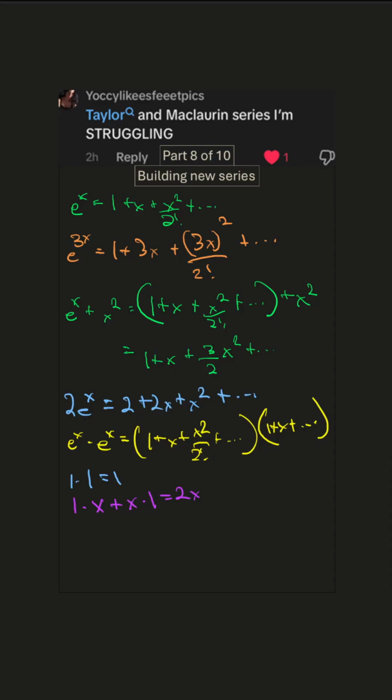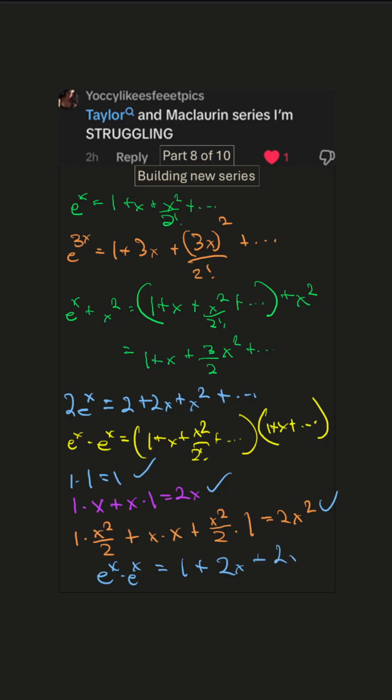And then the quadratic term is 1 times x squared over 2, plus x times x, plus x squared over 2 times 1, and that equals 2x squared. And you would do that for every term, for as many terms as you want to see, and we would get e to the x times e to the x equals 1 plus 2x plus 2x squared, and so on.